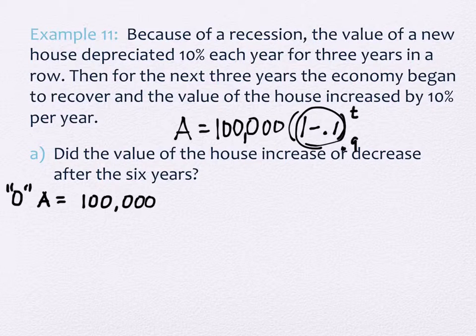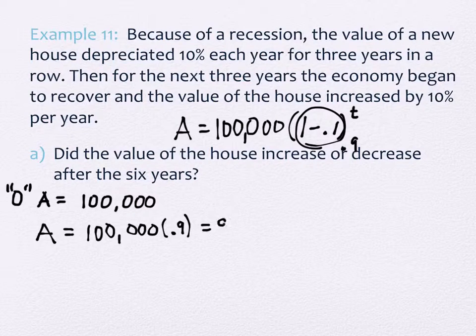So what does that look like? I'm taking this 100,000 times 0.9. How much is this house worth after 1 year of depreciation? 90,000. Where did we get the 0.9? We did the 1 minus 0.1. So this is year 1, and after year 1 it's worth $90,000. How about after year 2?